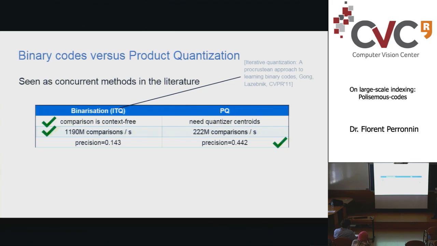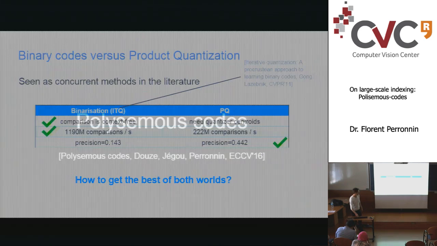You need... here, and part of the reason is that if you're not context-free, you need to have access to your quantizer centroids to compare the distance between two images. So the obvious question is how to get the best of both worlds. Can we have the speed which we have here and the accuracy which we have here? And the answer is yes.